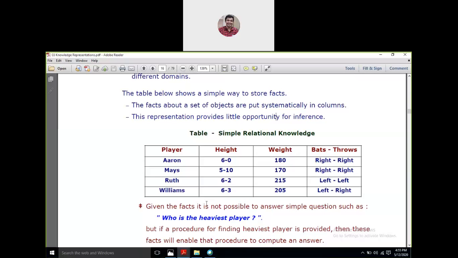You can even ask for things like who bats left or who throws right. These are some of the ways by which you can extract information. So for the time being, what is the representation technique that we know? It is the relational knowledge representation technique that we have gone through. Let's move on to the next slide.